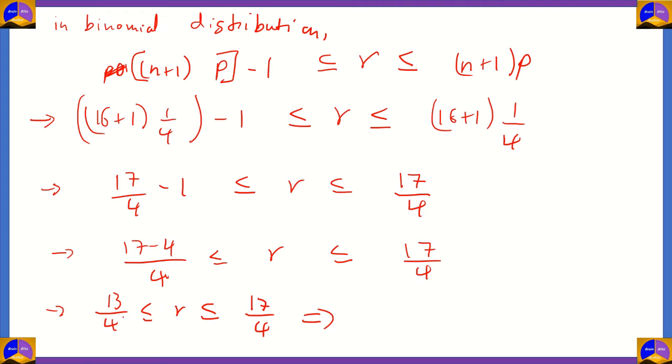So if we were to divide 13 by 4 and 17 by 4, 12 by 4 is 3, so therefore 13 by 4 will be 3 plus 1 by 4, so that's 3.25, which will be less than or equal to r, which will be less than or equal to 17 by 4. So we know that 16 by 4 is 4, so therefore 17 by 4, if we were to divide it, you will get 4.25. So 3.25 is less than or equal to r, less than or equal to 4.25.